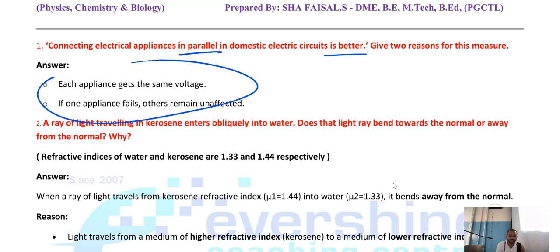Understood? See, the answer remains the same. This is the only answer, but the way of asking the question is different. Or they may ask, connecting the electrical devices in series is disadvantageous. Understood? We should not connect the electrical appliances in series. Why? What is the reason? Give reason. The question may be asked like that also. But you are supposed to write the answer in the same manner. Each appliance gets the same voltage. If one appliance fails, it doesn't affect the other appliances, once you connect them in parallel. Next question.